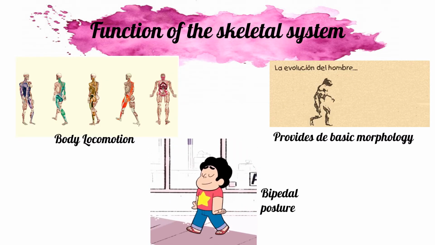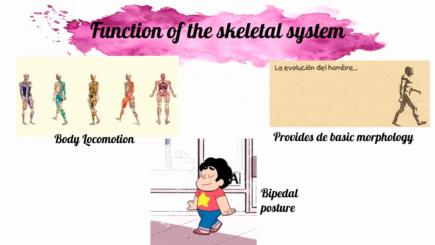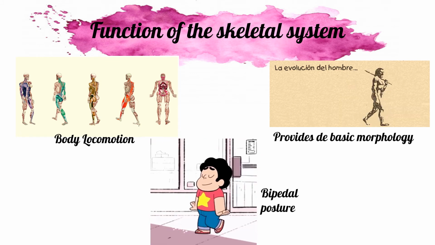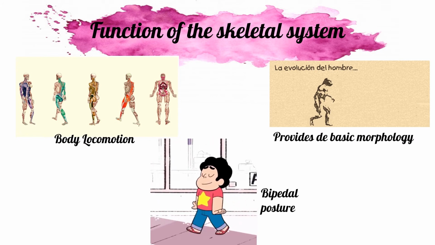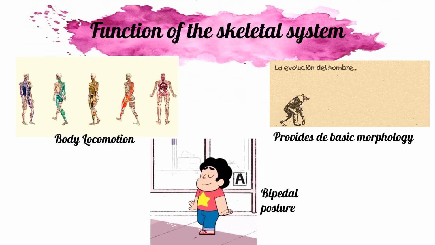These three are the main functions of the skeletal system. First, we have the body locomotion, that is basically the human body moving throughout the day. Then we have the basic morphology, that is the human evolution. And finally, we have the bipedal posture, that is to walk on two feet.